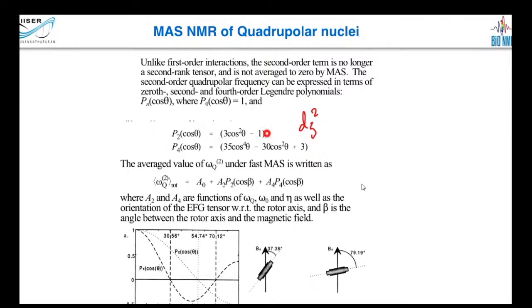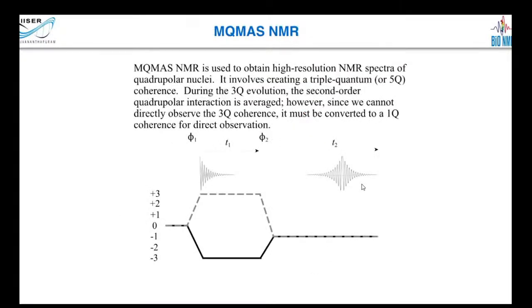This P2 cos theta will be averaged. So you keep your angle at some 70.12 or something like that, and you should be able to get a very good spectrum. The only thing is, triple quantum NMR cannot determine any quantum other than the first quantum. That is a single quantum.